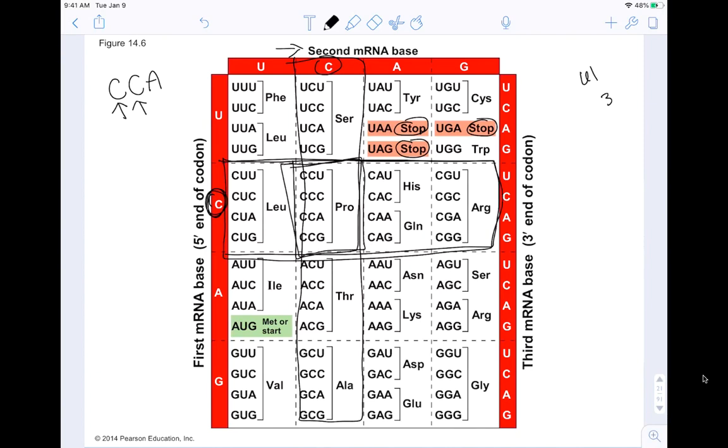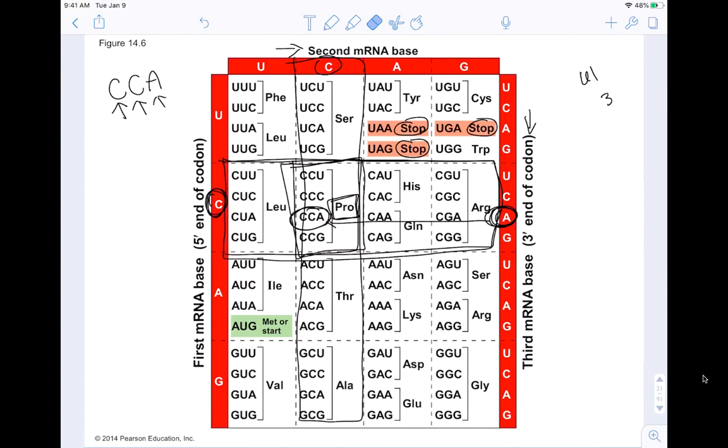What's my last base? A. Third base is over here. A is right here. And we're just going to follow that back right there. Here, CCA. That makes proline. P-R-O, proline. What do you notice about this?